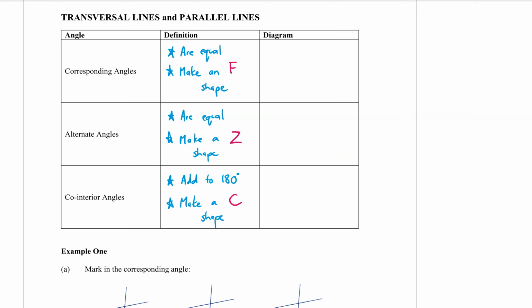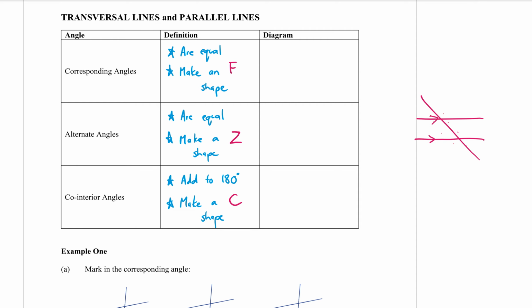Hello Year 8. Today we are starting an important section of work that is on parallel lines. So when you have a set of parallel lines, the lines can be cut by a third line, which we call a transversal. And when that transversal cuts those parallel lines, we get all sorts of angles that are made all around here. And some of those angles are equal.